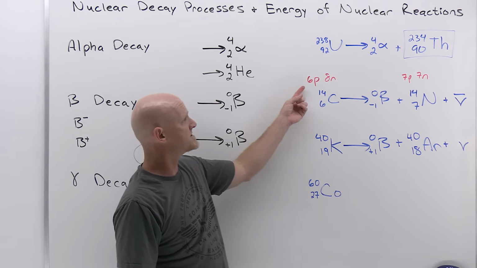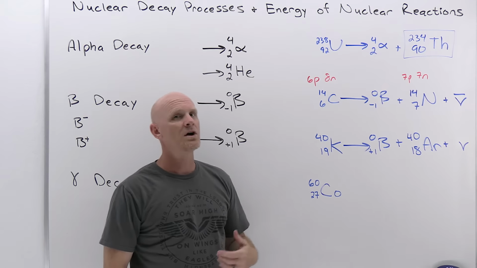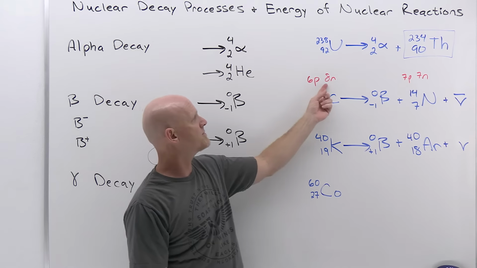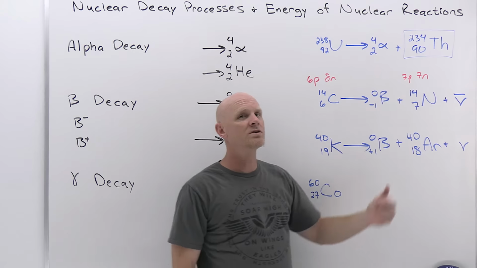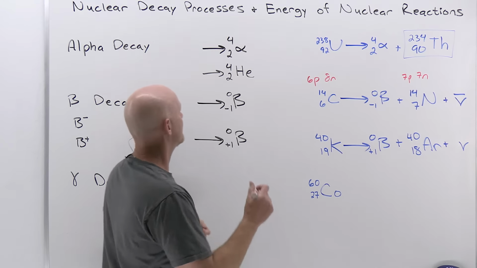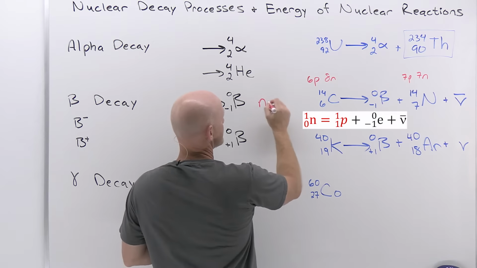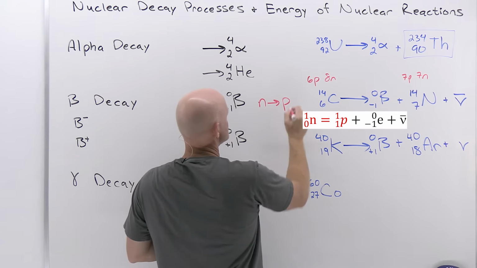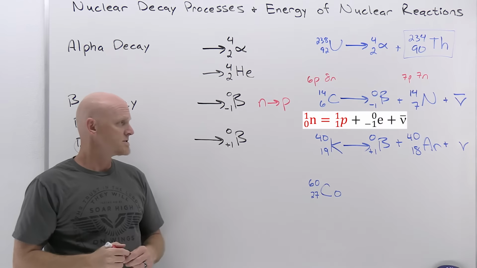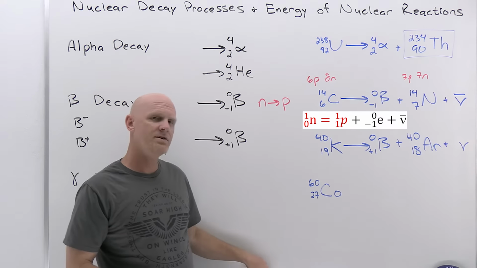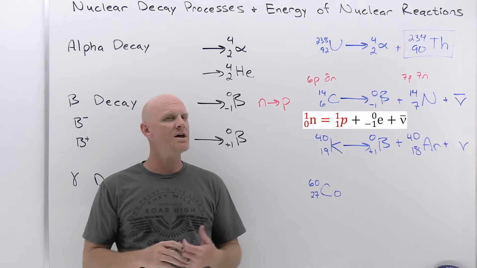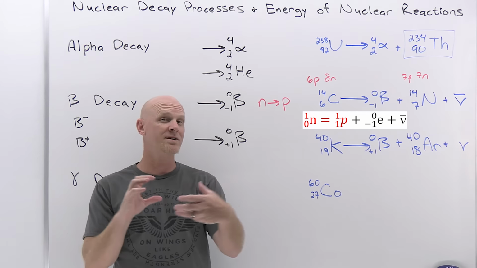And so if you notice, we go from 6 protons to 7 protons, we gain a proton. But we go from 8 neutrons down to 7 neutrons, we lose a neutron. And the reason is because ultimately we're converting a neutron into a proton. You can think of a neutron as the combination of a proton and an electron combined.